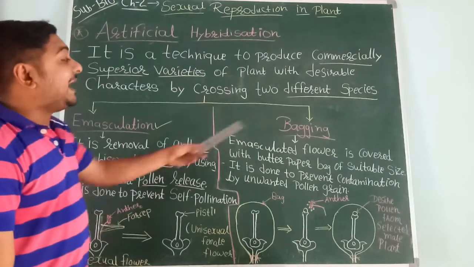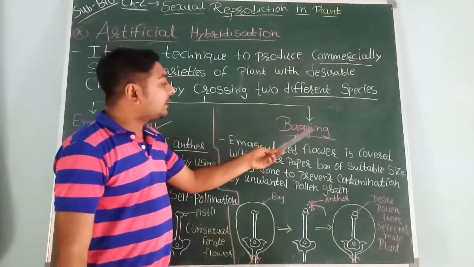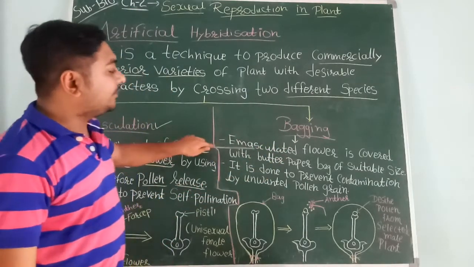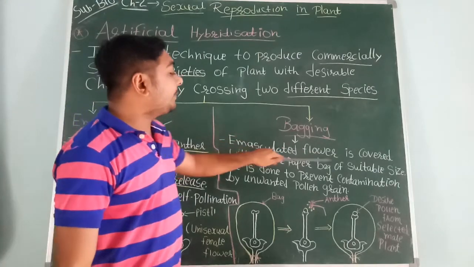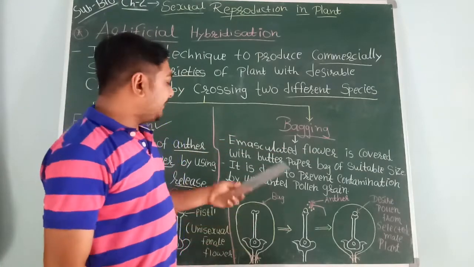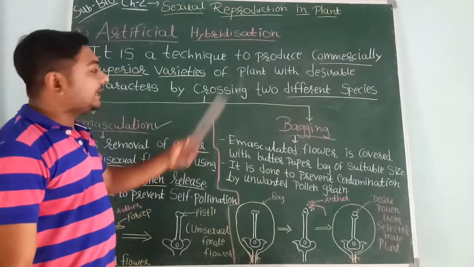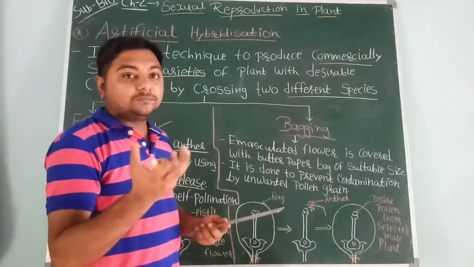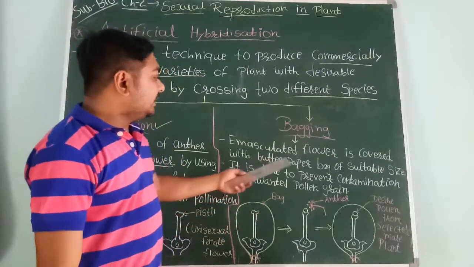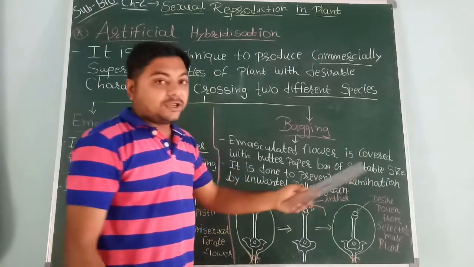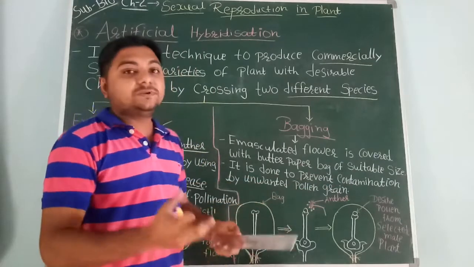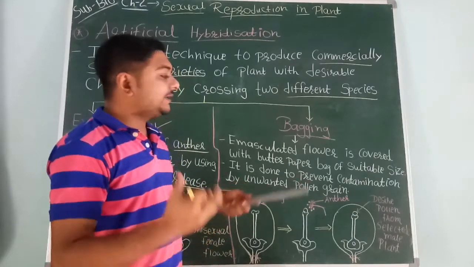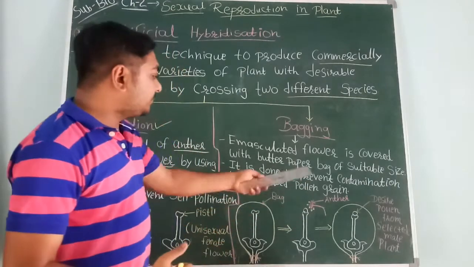The next step is bagging. Bagging means covering with a bag. This emasculated flower is covered with a butter paper bag. It is a special type of bag available in the market for artificial hybridization, and mostly it is a butter paper bag. The material of that paper is sticky. The bag is of suitable size for the flower. If the flower is small, then the bag is also small; if the flower is big, then the bag is big.